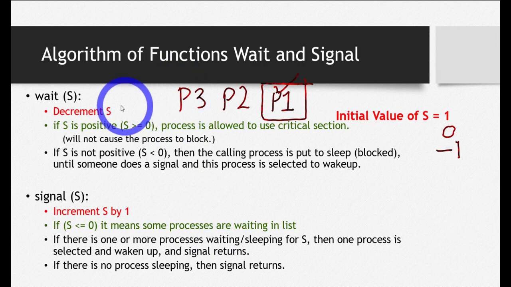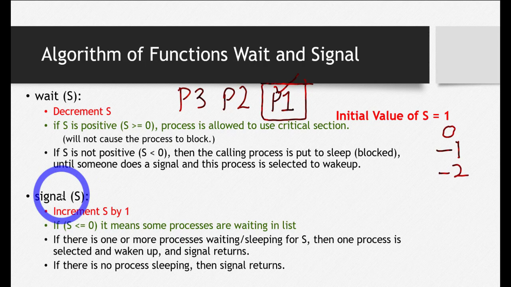So when P3 comes, again wait will be called and S will be decremented. Since it is -1 now, it will become -2. Again, after it becomes -2, this condition will be checked and obviously it is false. This condition is true. Again, P3 will be blocked and put to sleep. So these two processes are blocked right now and they are waiting for this critical section.